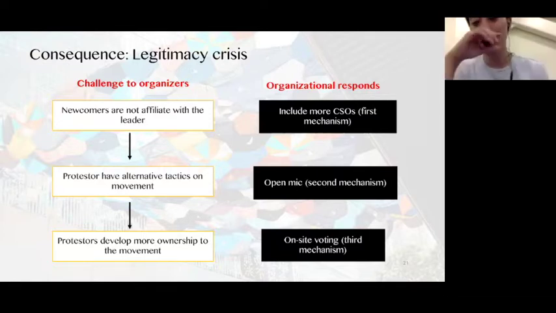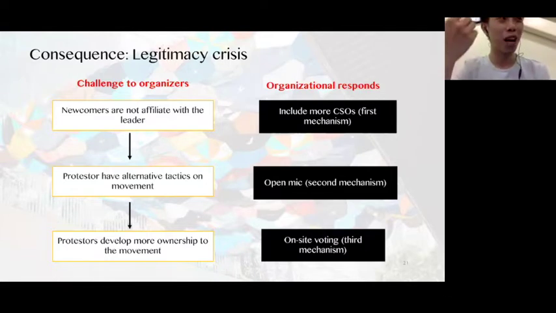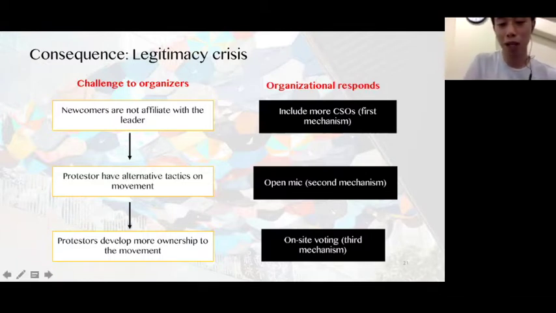But then there were a lot of arguments about who can vote, who is eligible to decide the course of the movement. If someone who has only occupied the street for 10 days, should they be voting? Will there be infiltrators trying to dismiss the movement? There was so much suspicion that this on-site voting could not run eventually.